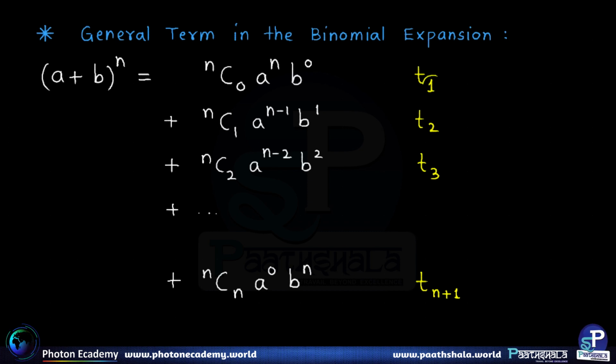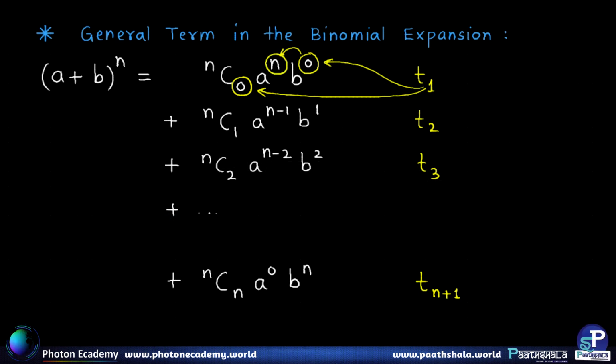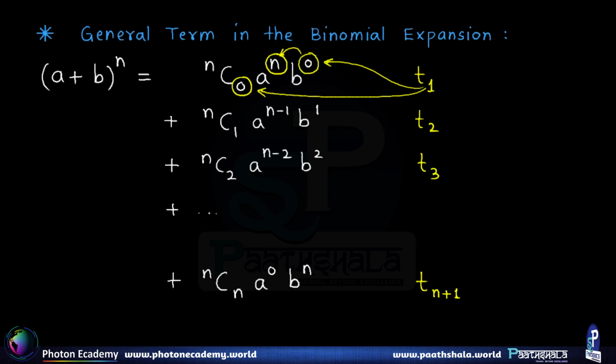When we had the suffix as 1, that is when we wanted to find the first term, we observe that the lower number in the coefficient, that is nCr, the r is 0, and similarly the power of b is also 0. So it is 1 less than the term number. Then we also observe that it is the 0 which is subtracted from n, which gives us n, which is nothing but n minus 0. That is the way to visualize that.